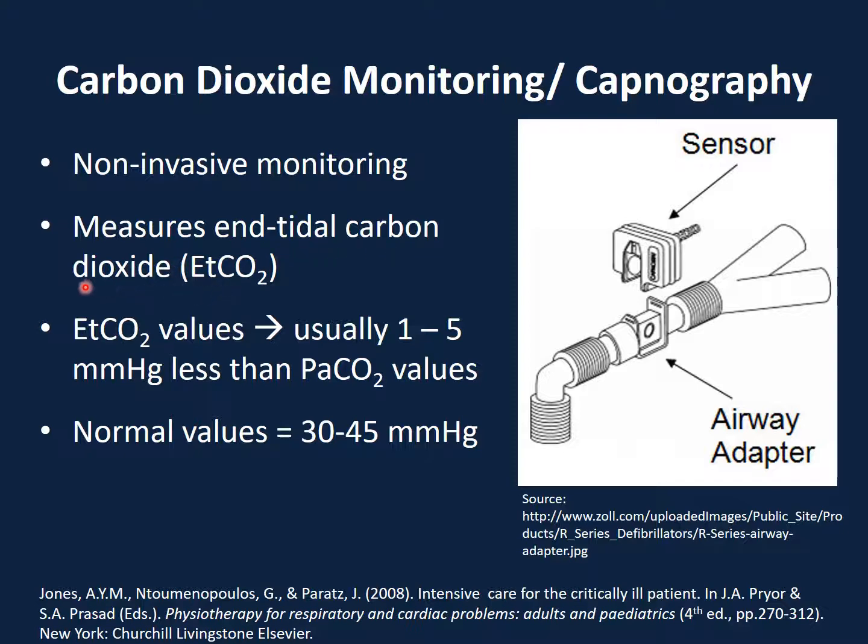This is used because we know that it correlates very closely with PaCO2, that is the carbon dioxide levels in your bloodstream, and it is somewhat in the range of 1 to 5 millimeters mercury less than PaCO2 levels. So we should expect normal values to be between 30 to 45.